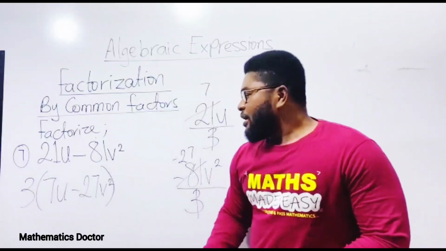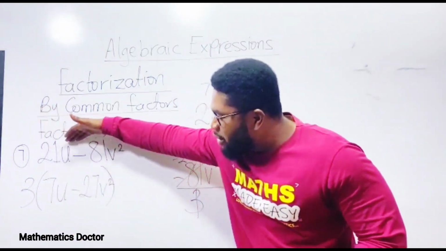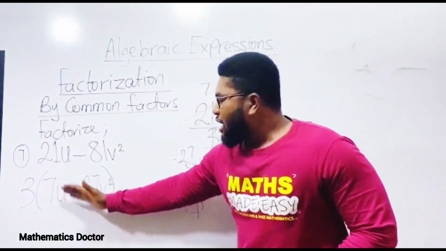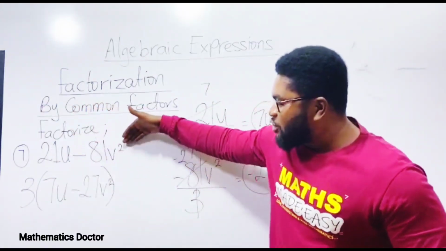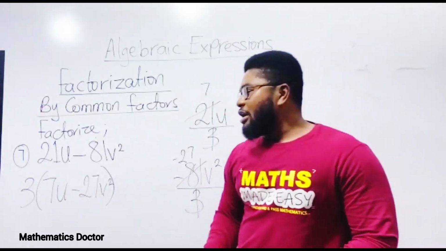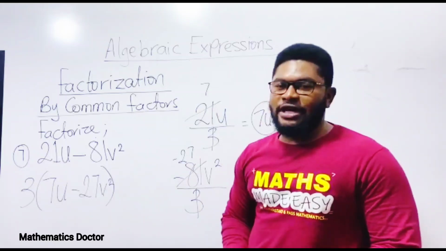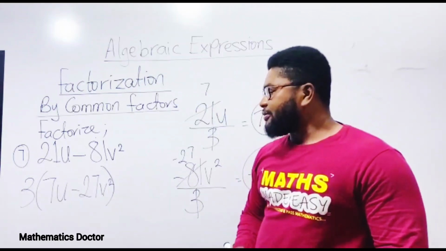So in effect, once 3 has been factorized out, it goes into 21u as 7u. And it goes into minus 81v squared as minus 27v squared. Finally, we can conclude that 3 into brackets 7u minus 27v is our final answer.